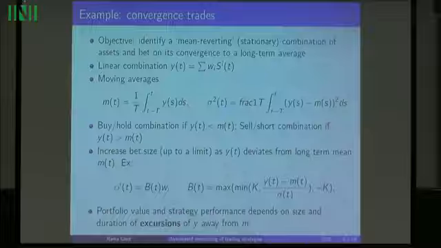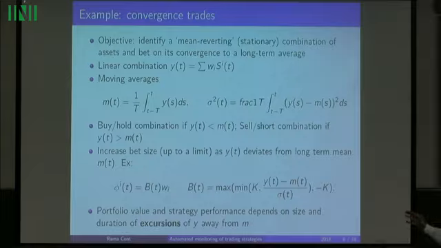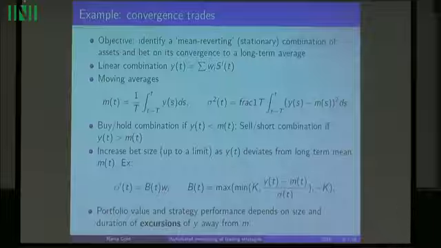And then you can put a limit on how much you can take a bet on this. The bet size can be limited typically by some cap, which I call K here. So you can go up to K or down to minus K in this bet. Okay, so in this example, which is a trivial strategy used widely by traders, the portfolio value and strategy performance will depend on some features of the path. What features of the path?